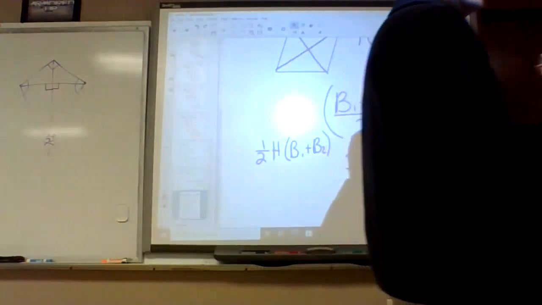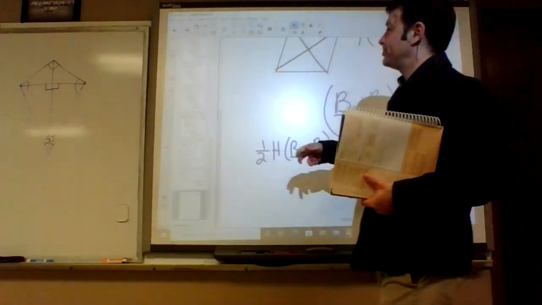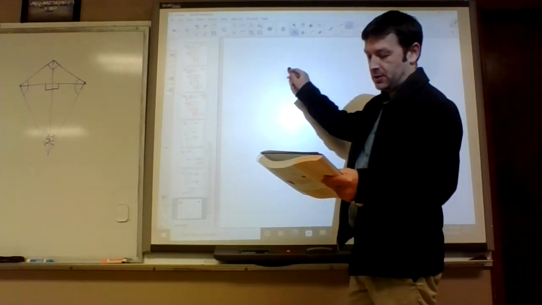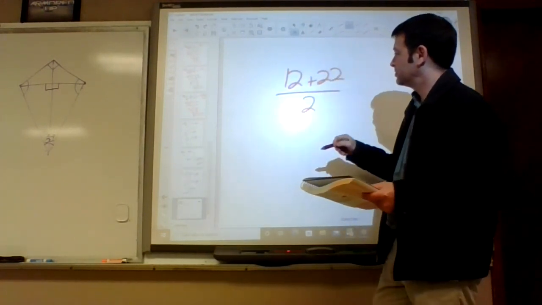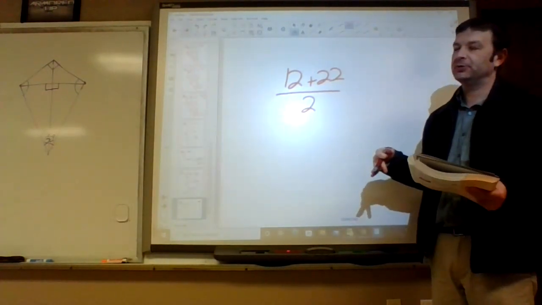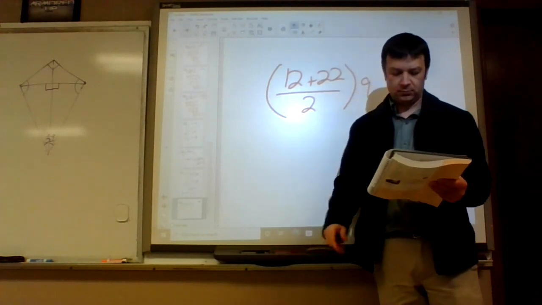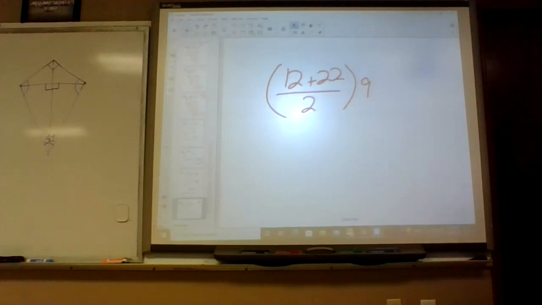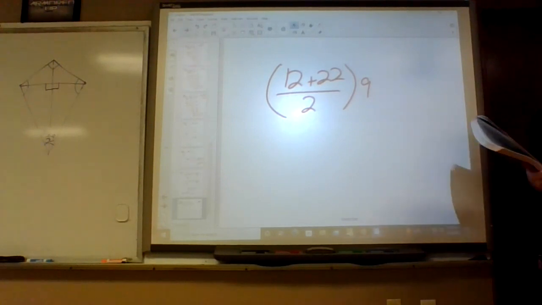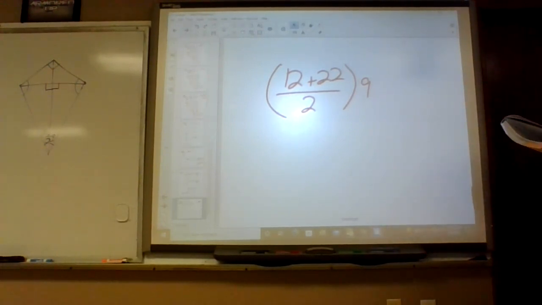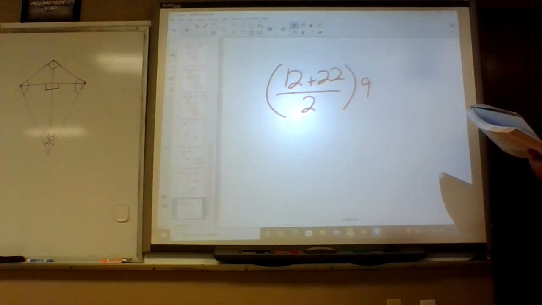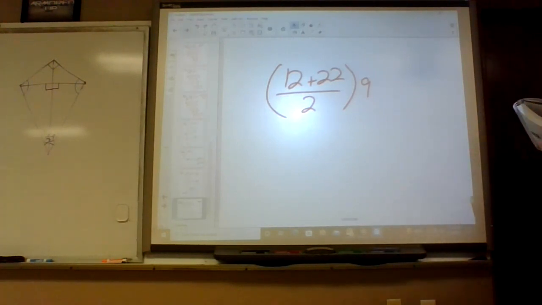Okay, number 3. What shape is that? Trapezoid. Average the bases, 12 plus 22, 34, divided by 2, 17, times the height, times 9. What'd you guys get for that one? 153. And how should we label it? Meter squared.